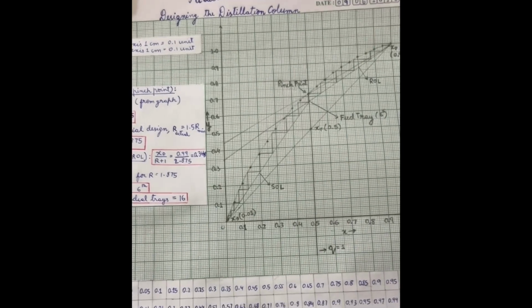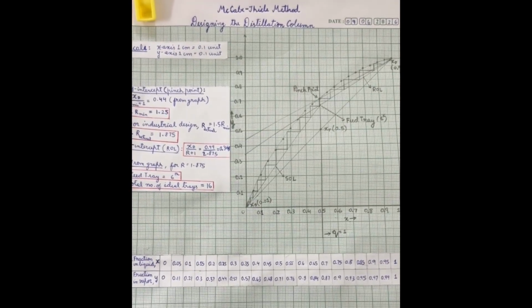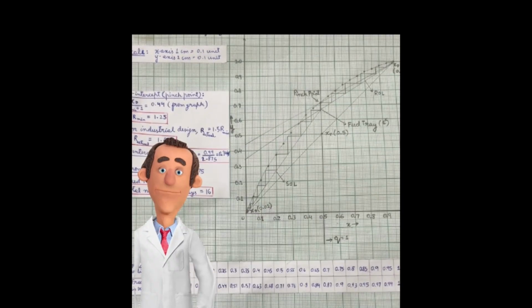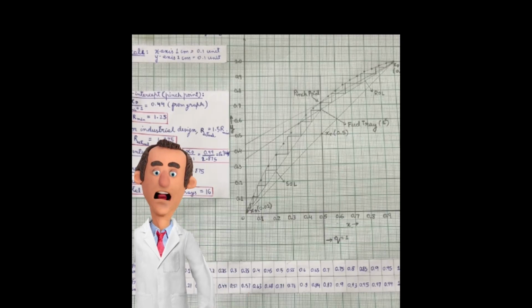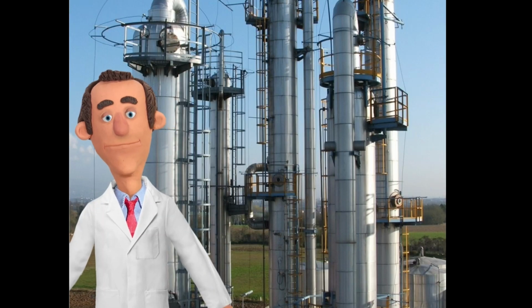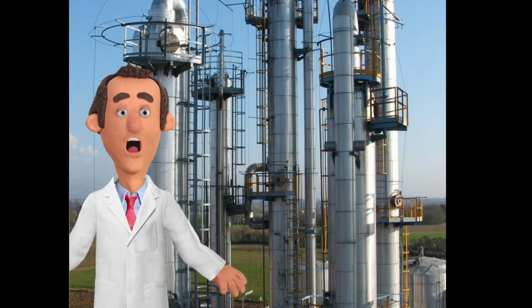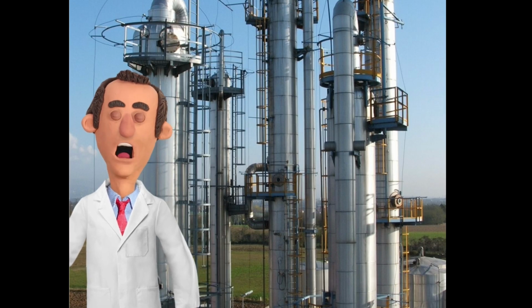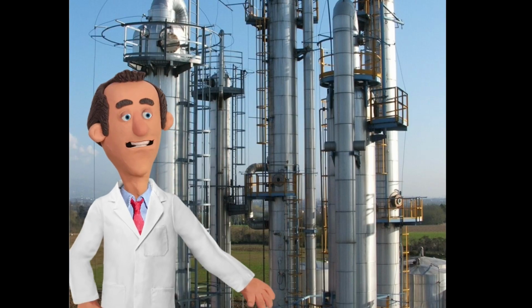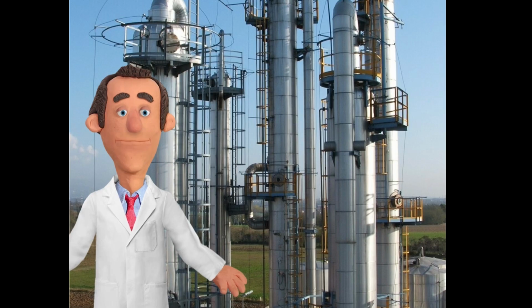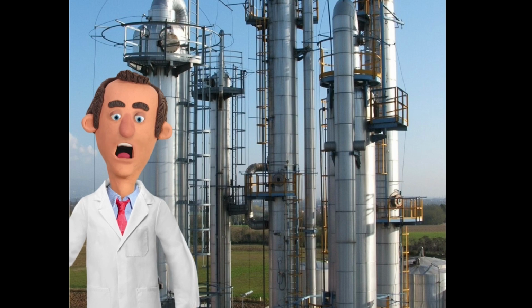So this is the entire graph, just to give you guys an idea. Also, another point, there are no side streams and there are no multiple feeds. This method only provides an initial estimate of the column configuration. It does not predict condenser duty, reboiler duty, or overall energy consumption. So the next step was to develop a rigorous steady state simulation in UniSim Design and evaluate the column's performance from both separation and energy perspectives.